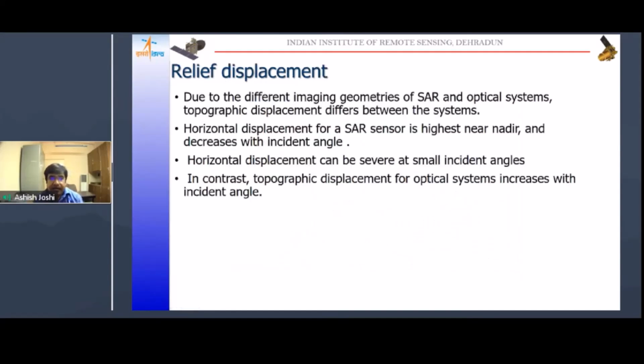So SAR has relief displacement, due to the different imaging geometries of the SAR and optical systems. Topographic displacement differs between the systems. The horizontal displacement of the SAR system is higher near nadir and decreases with incident angle. Horizontal displacement can be severe at smaller incidence angles. In contrast, topographic displacement for optical systems increases with incidence angle.